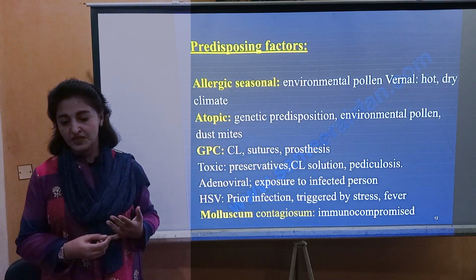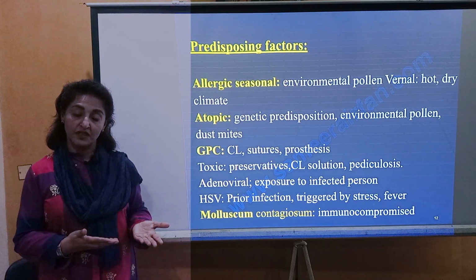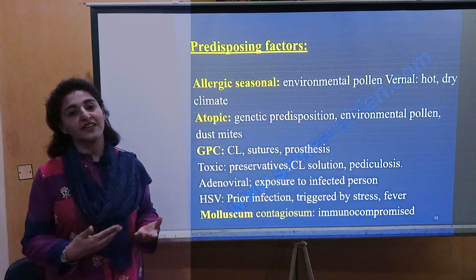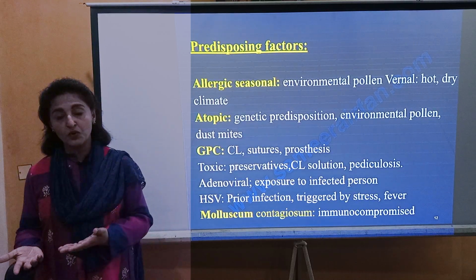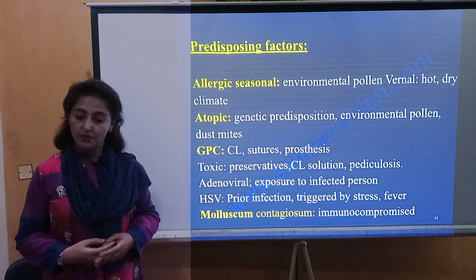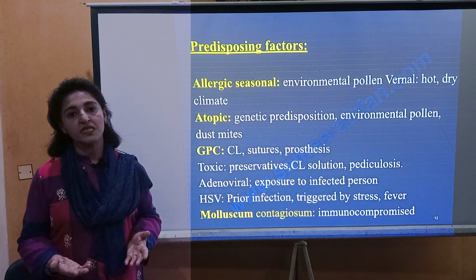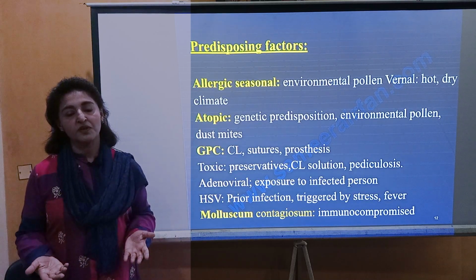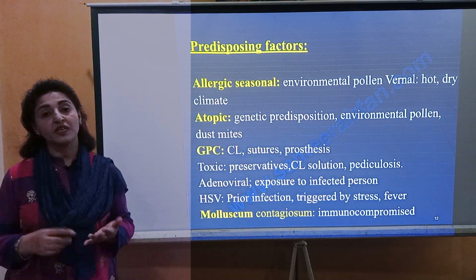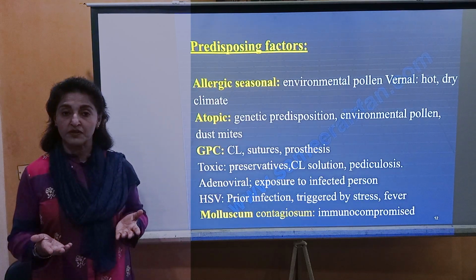Toxicity due to preservatives, contact lens solutions, pediculosis is a cause in toxic conjunctivitis. And adenoviral, usually there is an exposure to an infected person. Molluscum contagiosum is seen in immunocompromised. In that immunocompromised person may be due to diabetes, very common, and due to taking any steroids or any other immunosuppressive drugs.